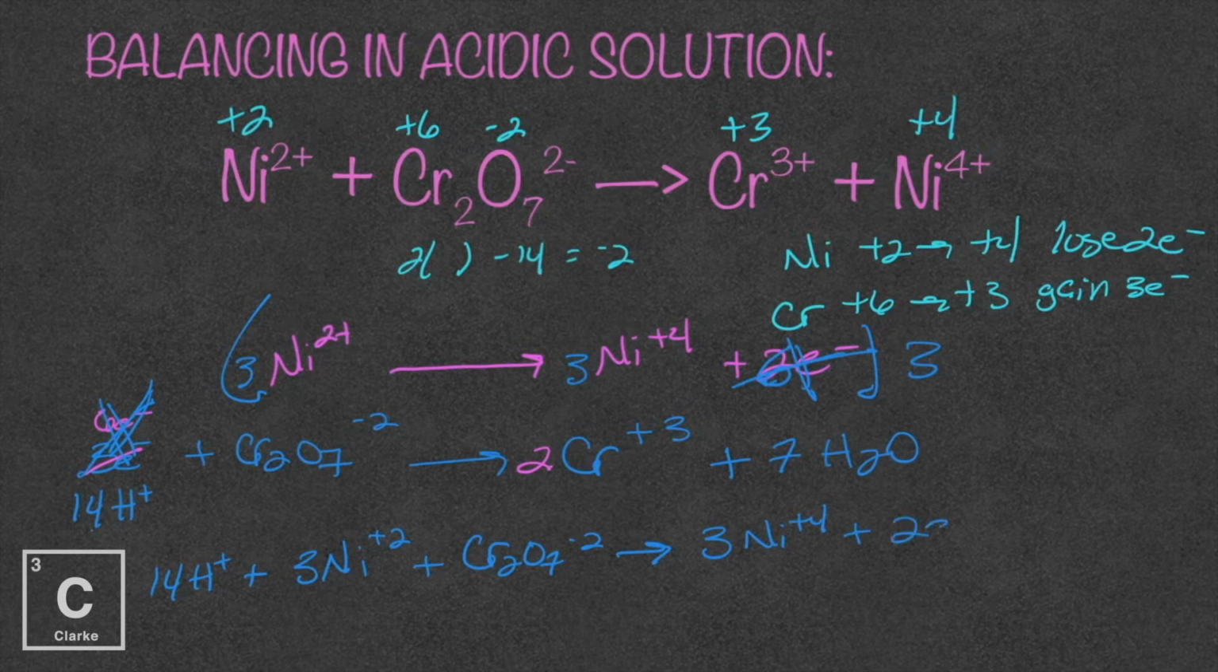Plus we've got 2 chromium ion +3s. Plus we have 7 H2O. That is a long answer, but it wasn't very hard to get. It just took a little bit of work to get it. Here's our answer. Let's remember what we did.